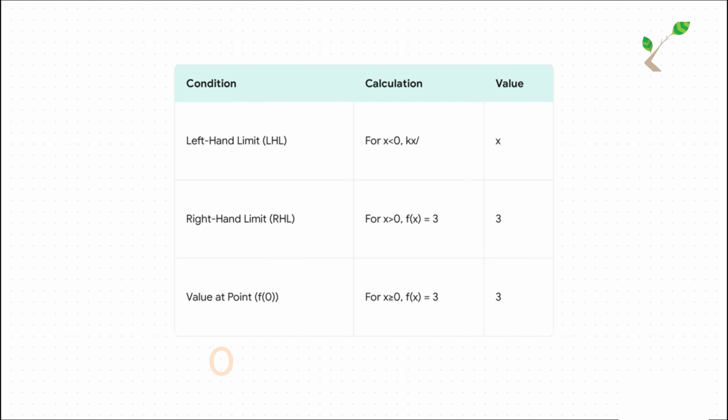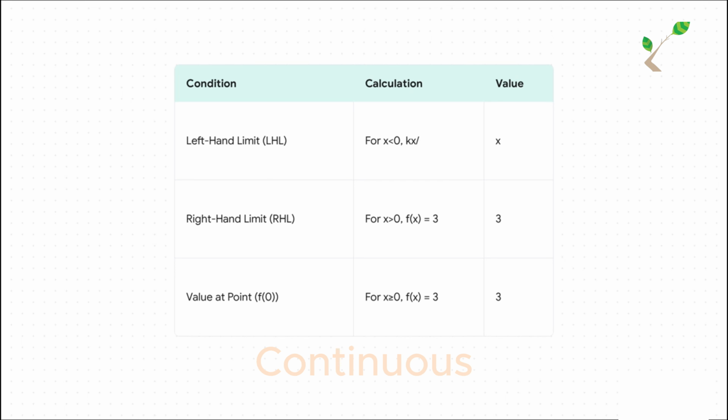As we approach 0 from the left, x is a negative number, so the absolute value of x, modulus x, is actually negative x. That means our kx over modulus x becomes kx over negative x. The x's cancel, and we're left with just negative k. Now for the right-hand limit. When x is greater than or equal to 0, the function is just 3. So the limit from the right is 3, and the value at 0, f of 0, is also 3.